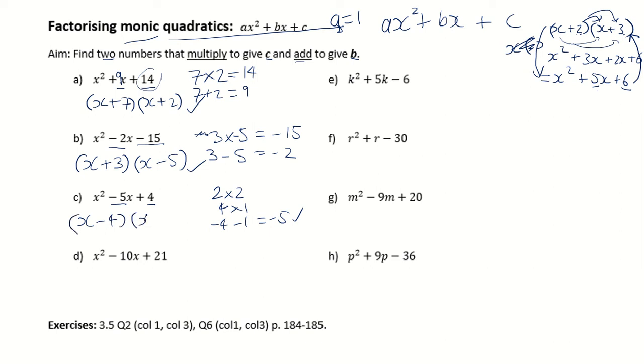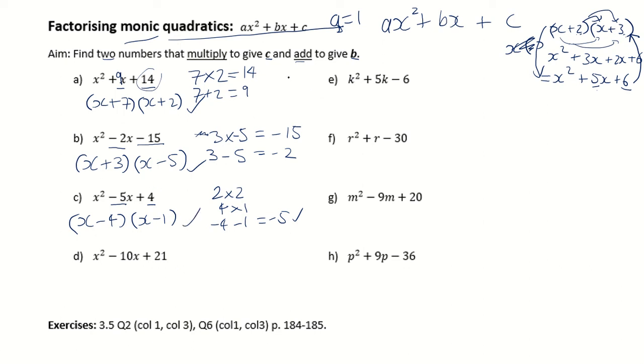x take 1. Because if we were to expand this out, we're going to get x times x is x squared, x times minus 1 is minus 1x, minus 4 times x is minus 4x, and minus 4x take 1x is negative 5x. Beautiful. And negative 4 times negative 1 is positive 4.